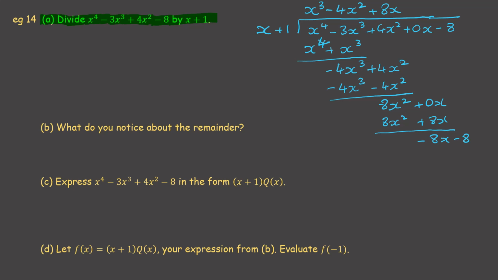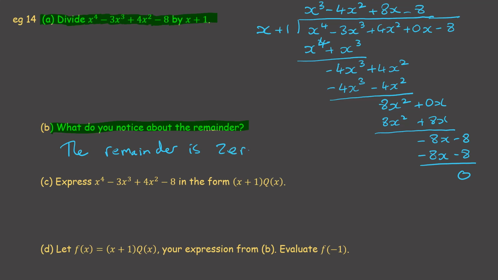X to get negative 8x is take away 8, and then multiplying that by x plus 1 is going to give me negative 8x, take away 8, and the remainder is going to be 0. So what do we notice about the remainder? The remainder is 0.